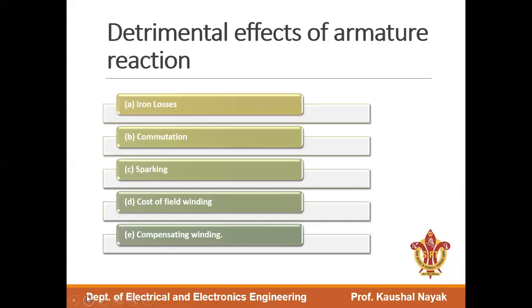In order to compensate for this reduction in total flux, the field MMF must be augmented. This is possible by increasing the number of turns in the field winding or by using thick wire for the field winding. Either of these schemes entails more copper and therefore more cost of field winding.